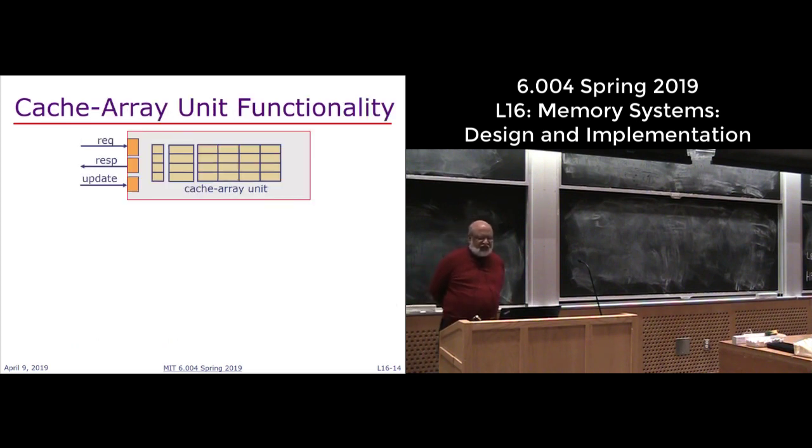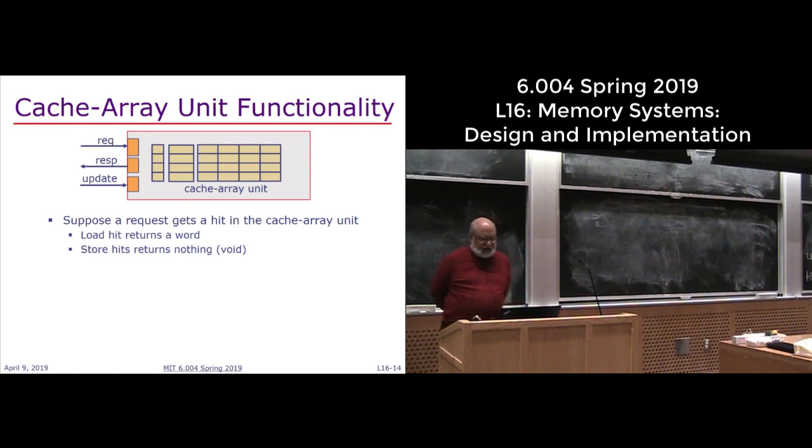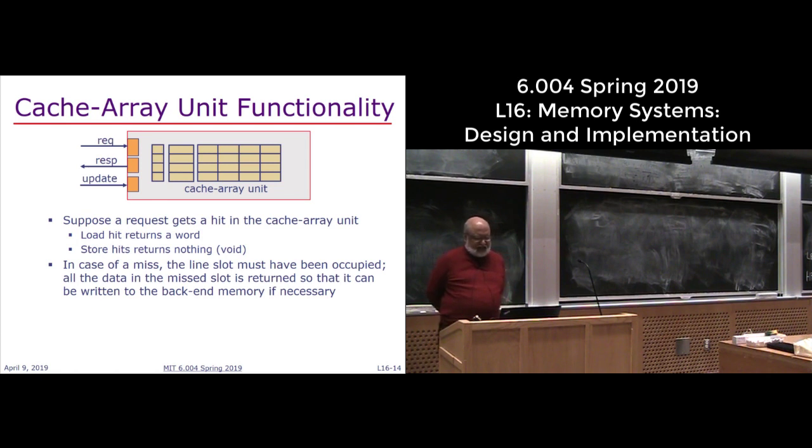All right, so let's get on with the design of this. Let's first look at the cache array unit. So what information do you have in the cache array unit? Suppose a request gets a hit: the cache array unit returns a word, or returns nothing if it's a store. If it's a miss, the slot must have been occupied. Now this is important. If the slot is occupied, when you get a miss, you will get the whole thing coming out of the cache at that point. So this is what is already sitting in that slot.